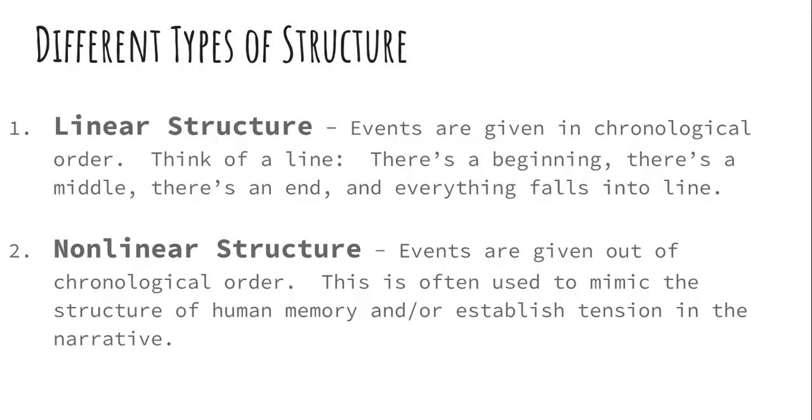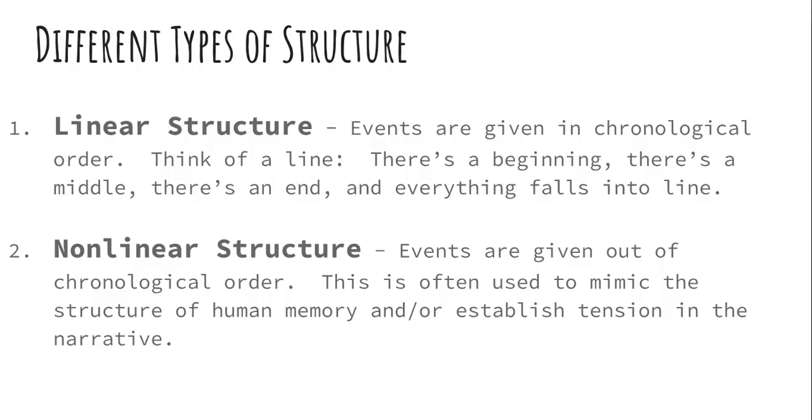There are two different types of structure that we're going to talk about for this class in particular, and that is linear structure and nonlinear. A linear structure is just what it sounds like. The events are given in a chronological order. So just think of a line, all right? There's a beginning of a line, there's a middle to the line, and there's usually an end to the line. Everything falls into that line.